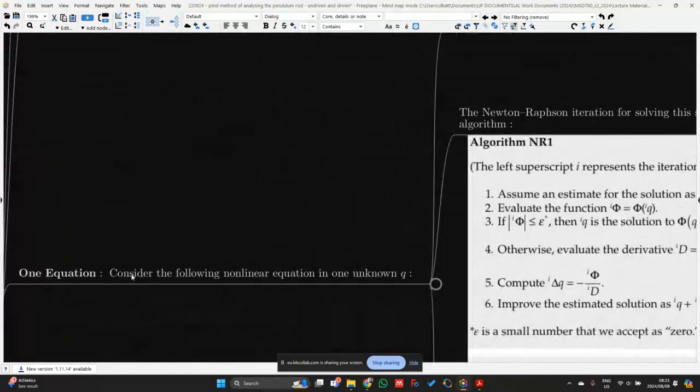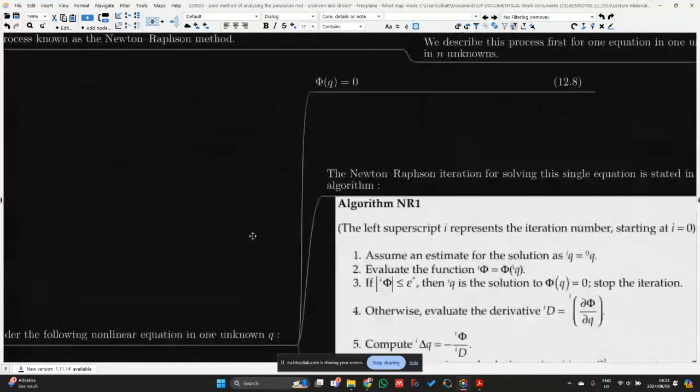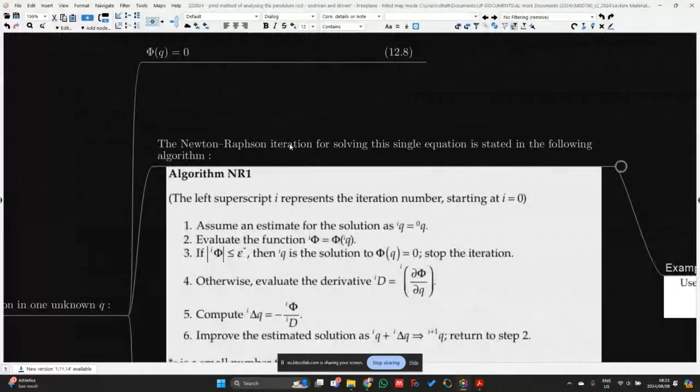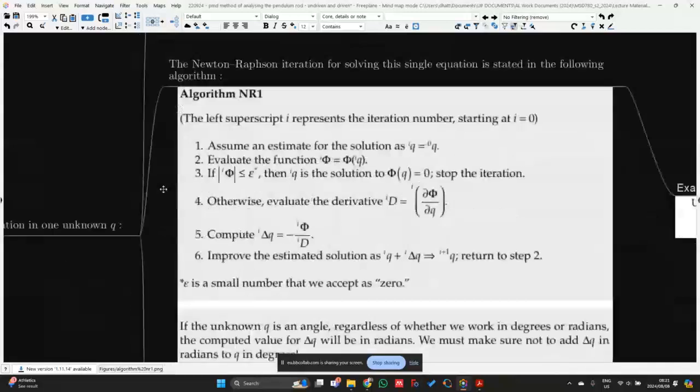So for one equation, let's consider the following nonlinear equation in one unknown q. So phi(q) is equal to 0. Then the Newton-Raphson iteration for solving this single equation is given by algorithm NR1 over here. So we can assume an estimate for the solution, qi equal to q0. We evaluate the function phi i equal to phi(qi). And then if the magnitude of this phi(qi) is smaller than some tolerance parameter that we specify over here, then qi is the solution to phi(q), and we can stop the iteration.